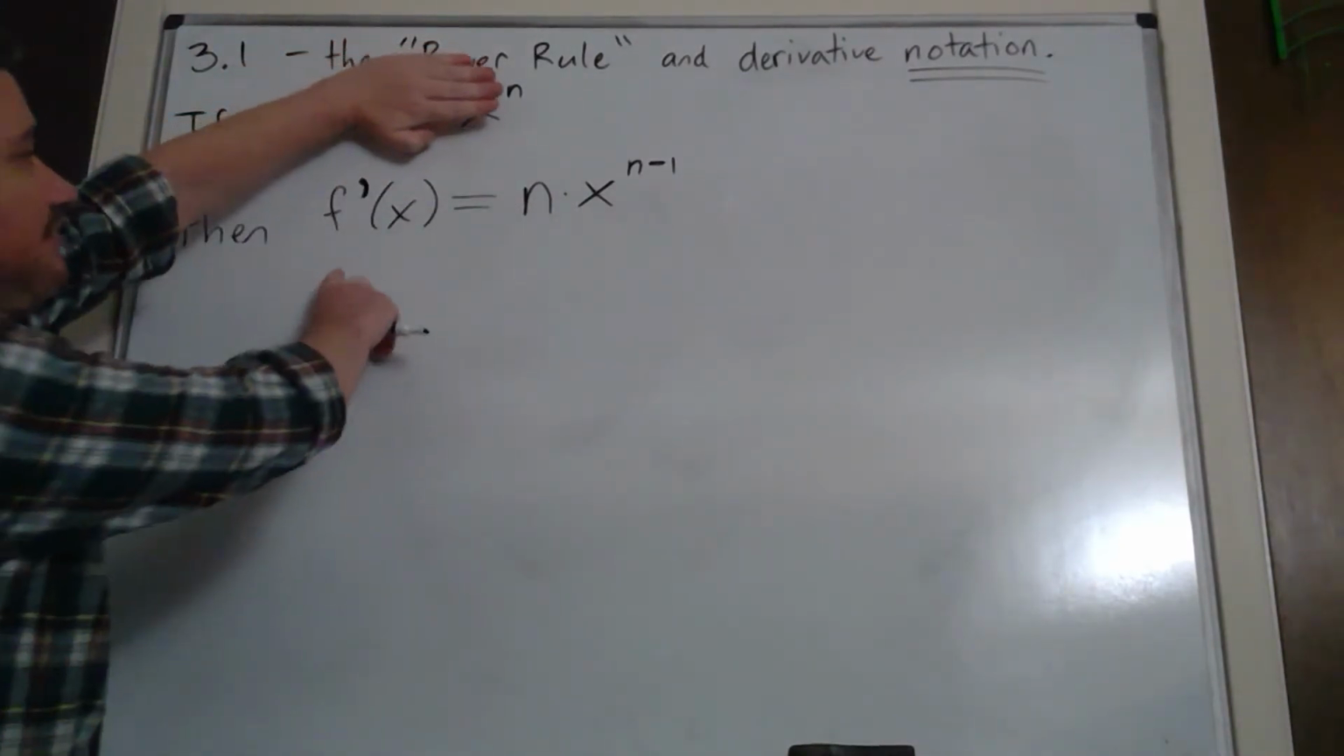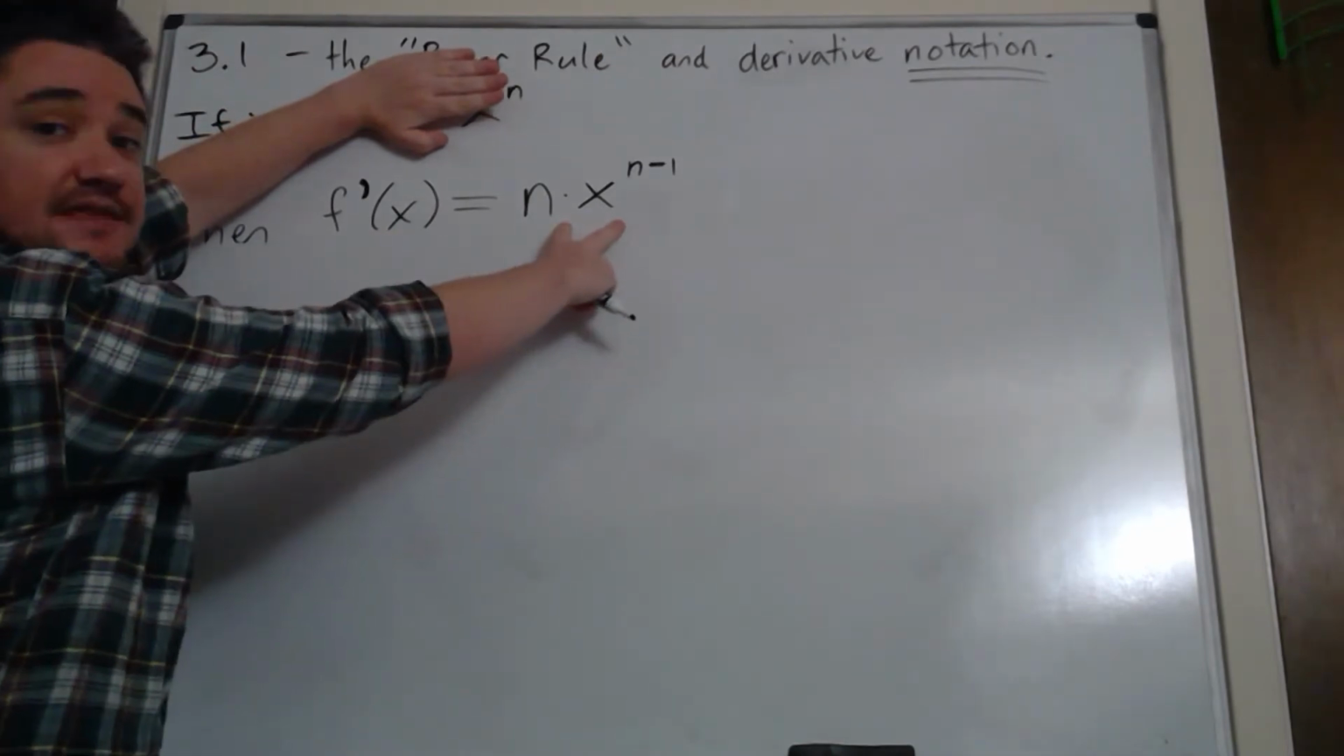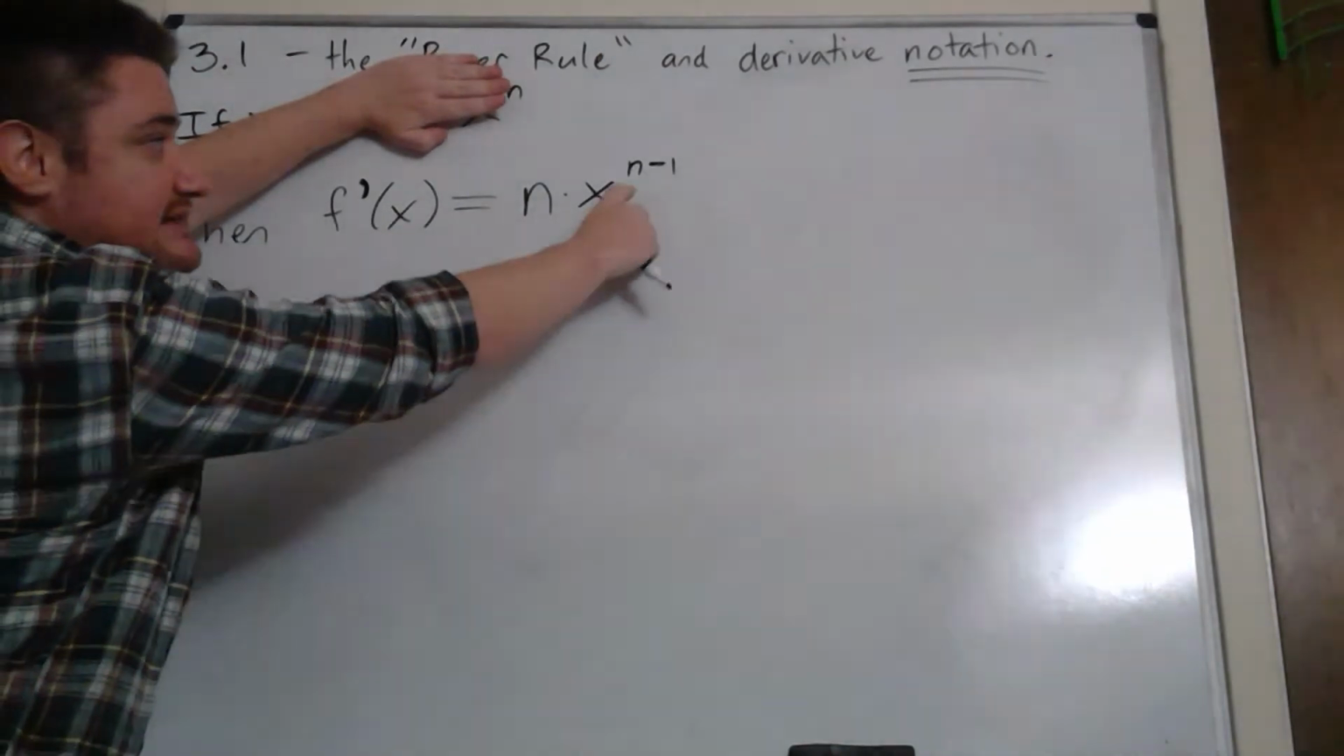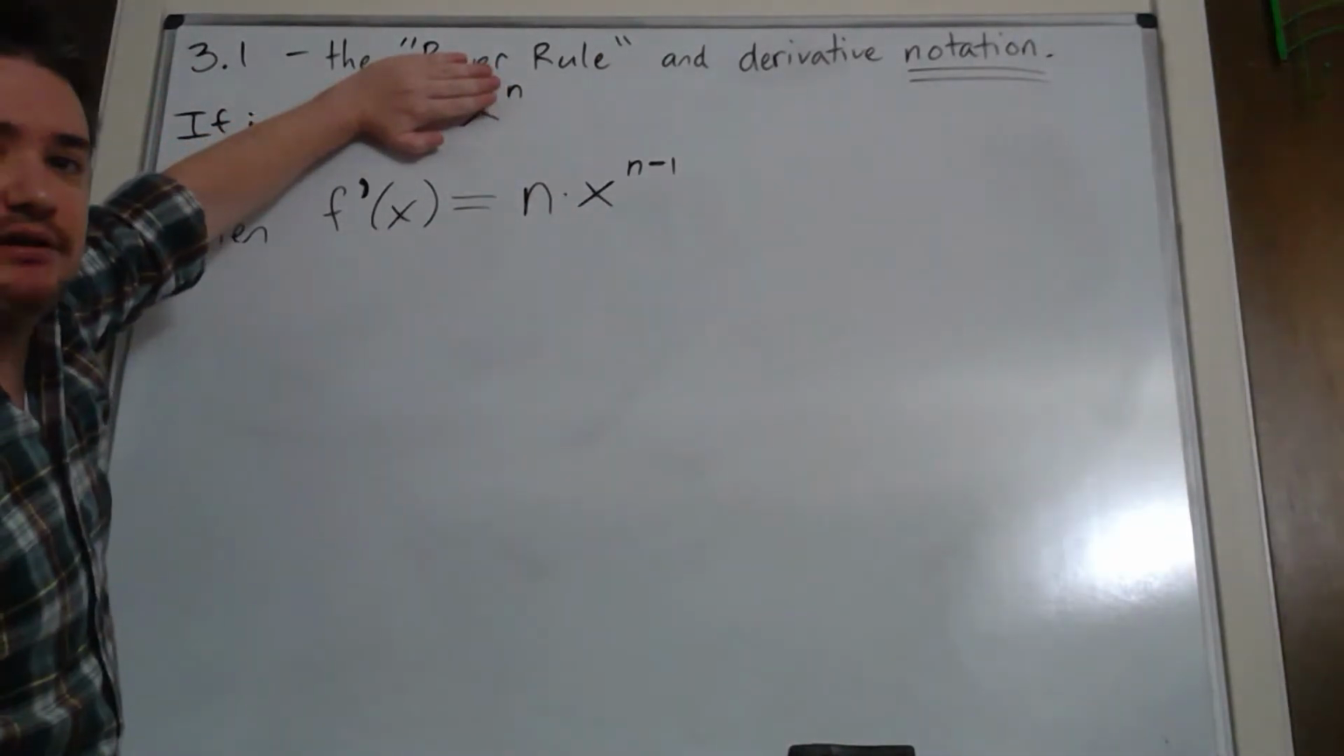In other words, if I tell you here the derivative of some function f is this, right? n times x to the n minus 1. But what was my original function? I don't know, right?